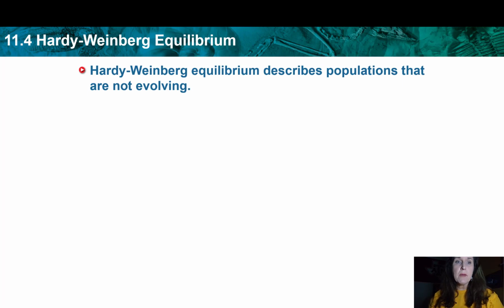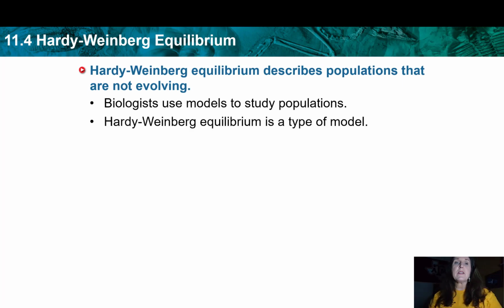Hardy-Weinberg equilibrium describes populations that are not evolving. This way, if we calculate what Hardy-Weinberg should be, and the population is significantly different from that, we can say that that population is evolving. So it is a model, okay?